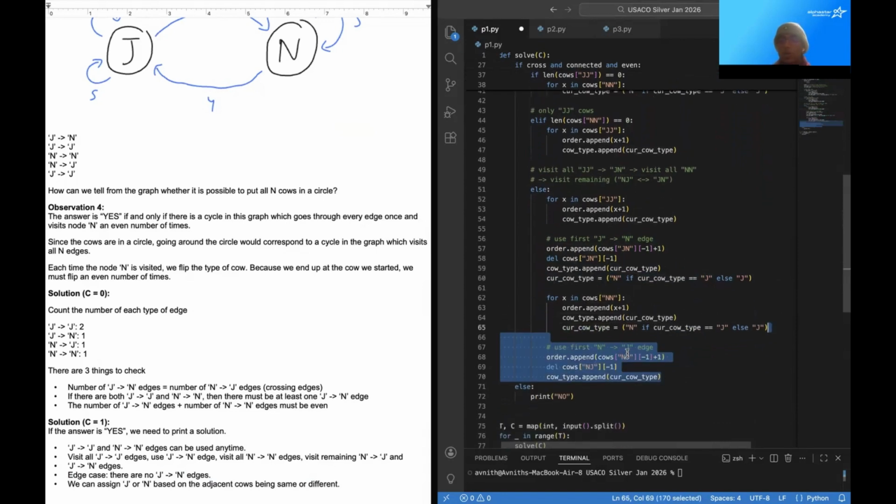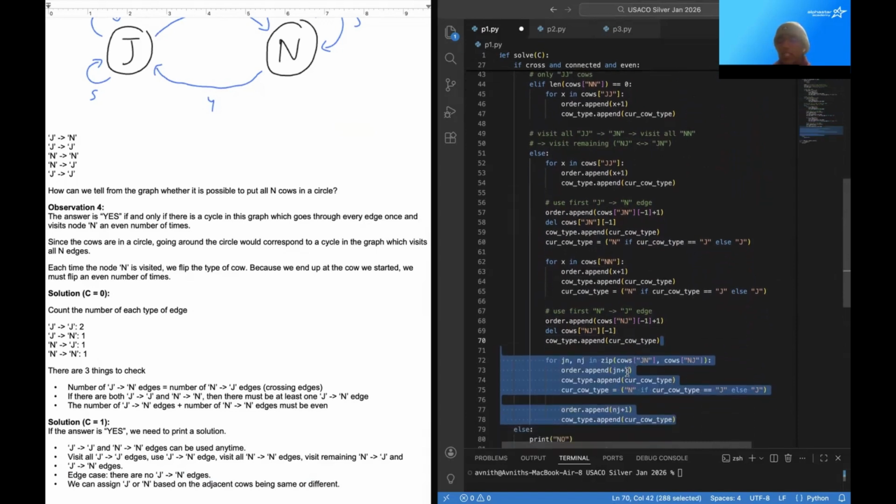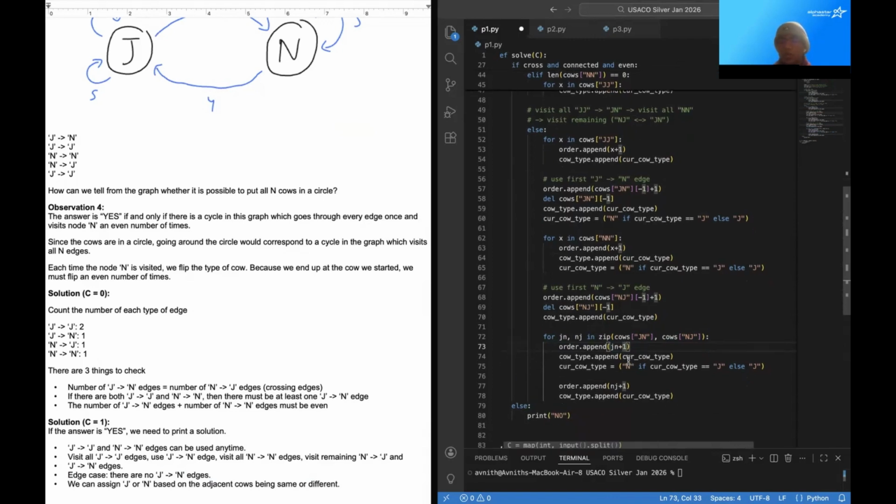Now we're going back from n to j. We're just left with jn and nj cows, so we can process those in pairs. We go from jn to nj, and we just keep going until we run out of cows. Again, remember we need to flip the cow type after each n. So after the jn, we'll flip the cow type, but not after moving to node j.